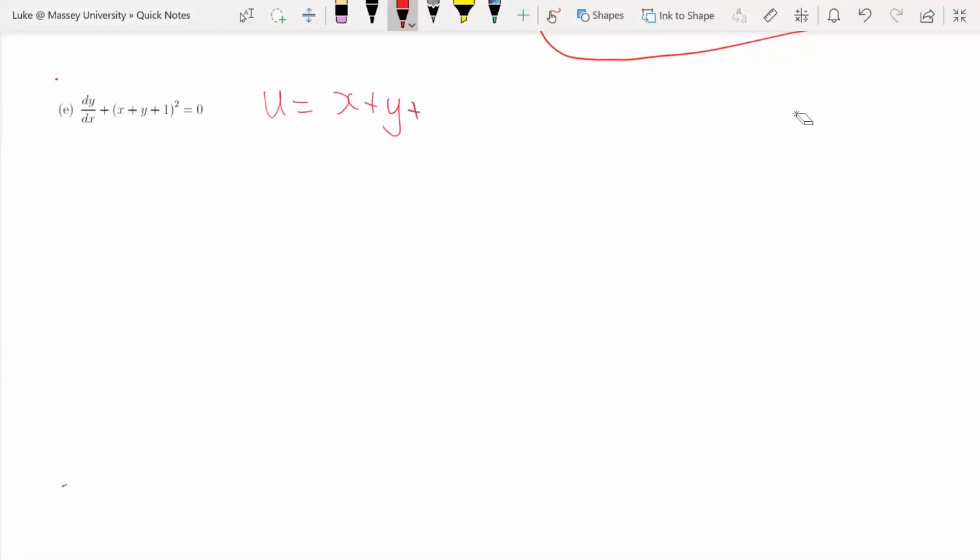Okay, and the reason for that is because if I look at du by dx, I get 1 plus dy by dx. Because if I take the derivative of x, I get 1. If I take the derivative of y, I get dy by dx, and if I take the derivative of 1, I just get 0. Okay, so du by dx is equal to 1 plus dy by dx.